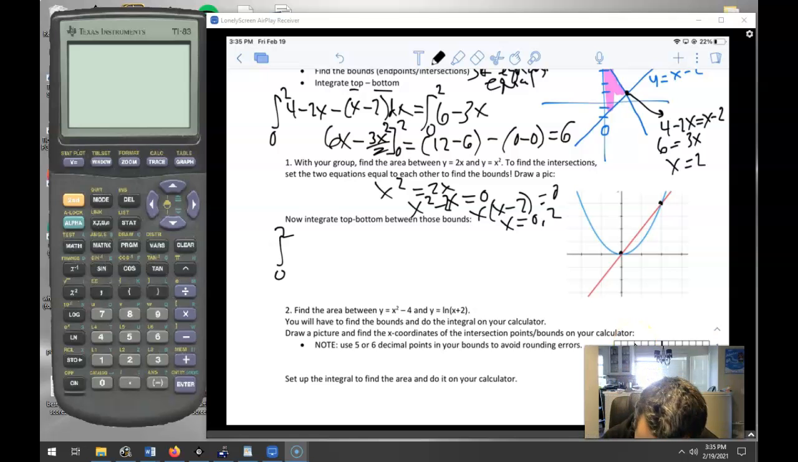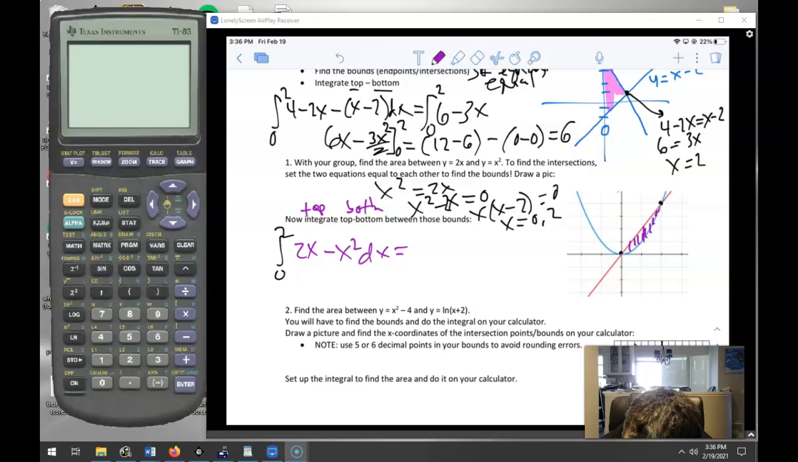And again, when we set up these problems, we want to make sure that we're doing the top function minus the bottom function. That gives you the distance between those two. And you're kind of integrating that distance together across the region between the two curves. So in this case, that's 2x minus x squared.